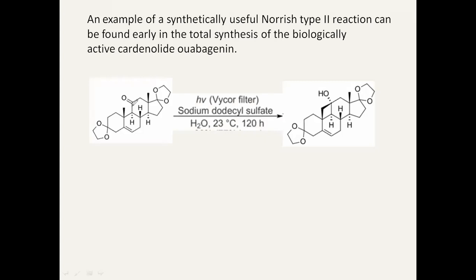See, this is the carbonyl carbon. This carbon is the alpha carbon. This carbon is the beta carbon, and this is the gamma carbon. So when you irradiate such a compound with selected radiation, through a filter, and we are using sodium dodecyl sulfate as a supportive reagent, at room temperature, just a reaction in water, but the time is about 3 or 4 days.